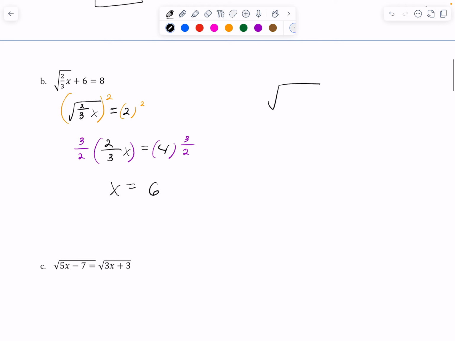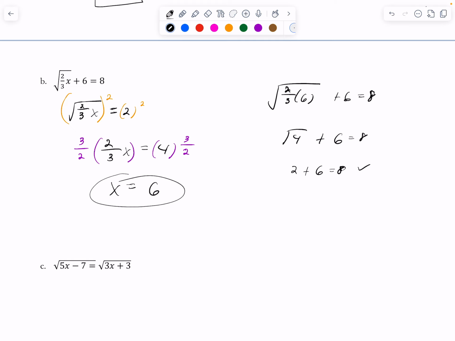Let's check it. The square root of 2/3 times 6 plus 6 equals 8. So 2/3 times 6, that's going to be 4. The square root of 4 is 2, and 2 plus 6 is 8. That does work. So does 6.